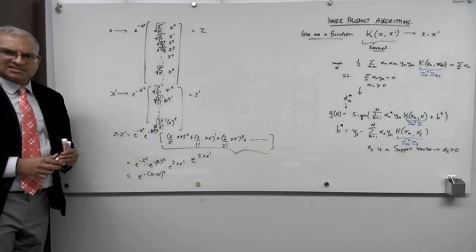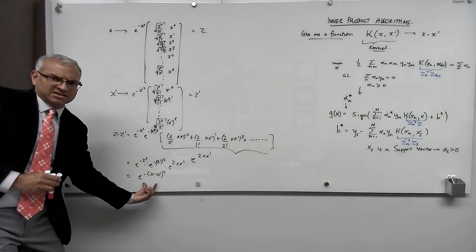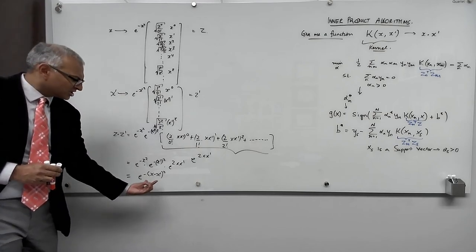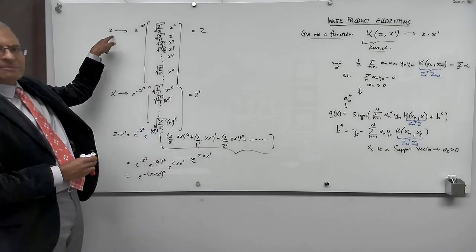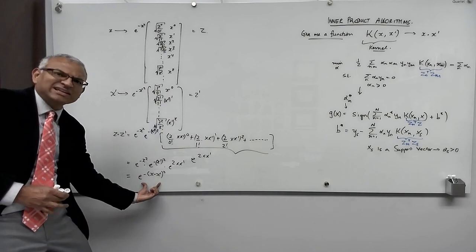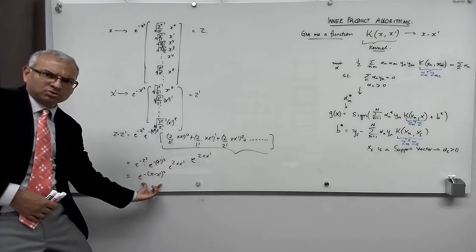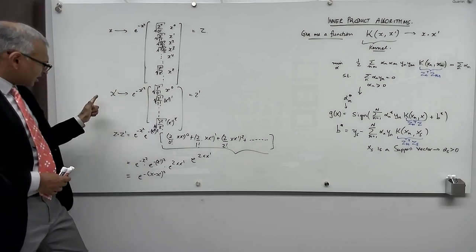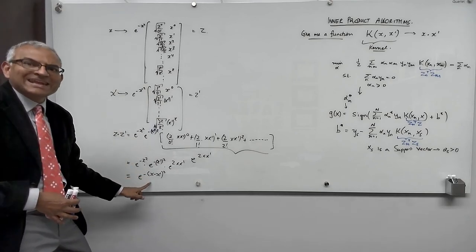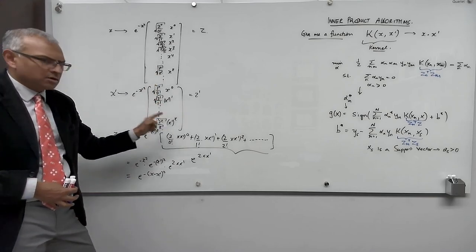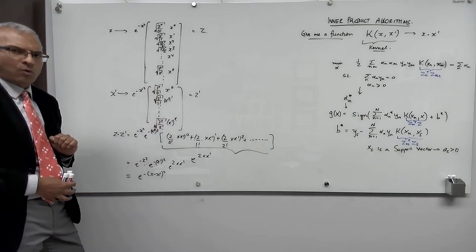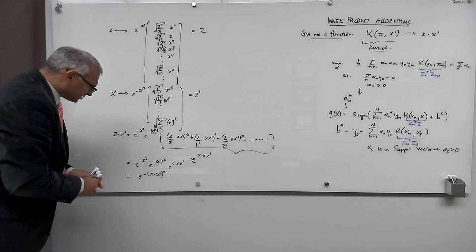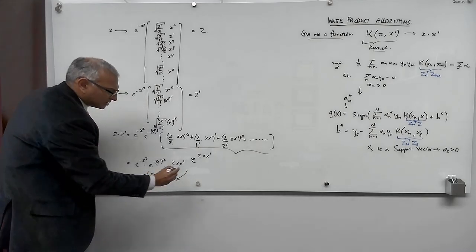What a simple function in my one-dimensional space. So this is a one-dimensional x. What a simple function in my one-dimensional space that computes the dot product in this infinite dimensional space. This is allowing me to perform learning with infinite order polynomials. Wow. This is called the Gaussian kernel.